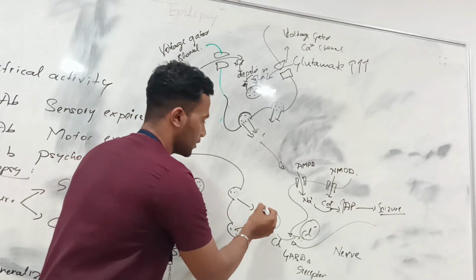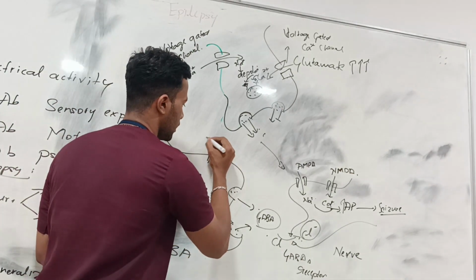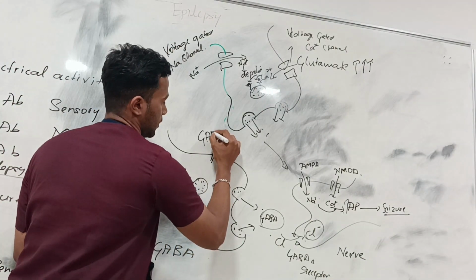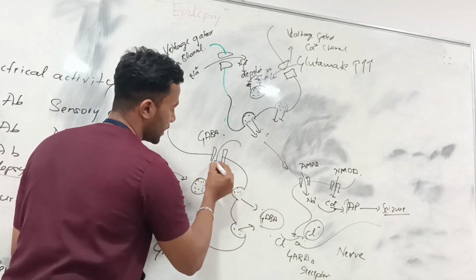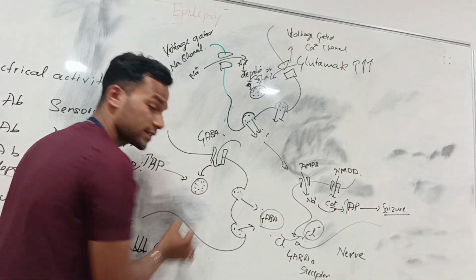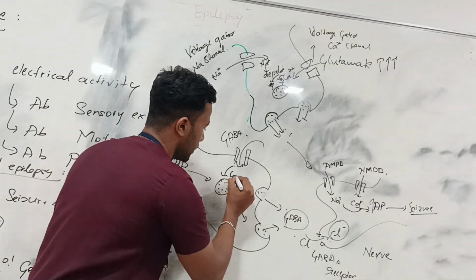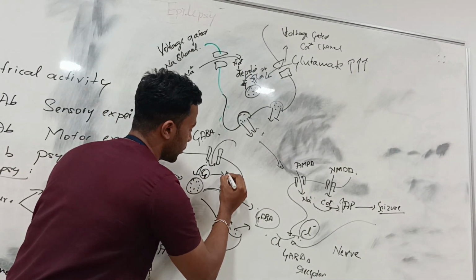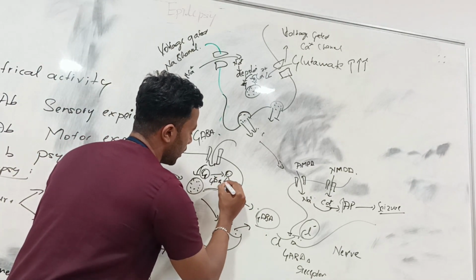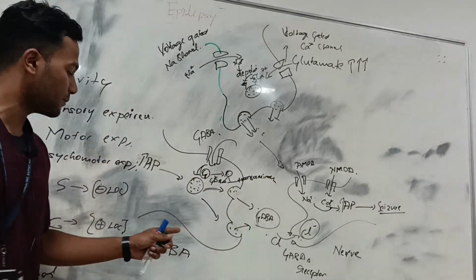The excess GABA which is present will be re-entered into the nerve by GABA reuptake receptors. From here the GABA re-enters into the neurons. This GABA can be reutilized, and then again the same action will be there. Or else this GABA which enters gets metabolized in the presence of the enzyme GABA transaminase. This is the normal mechanism.